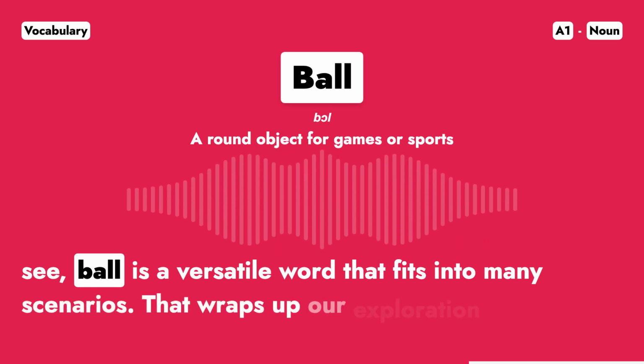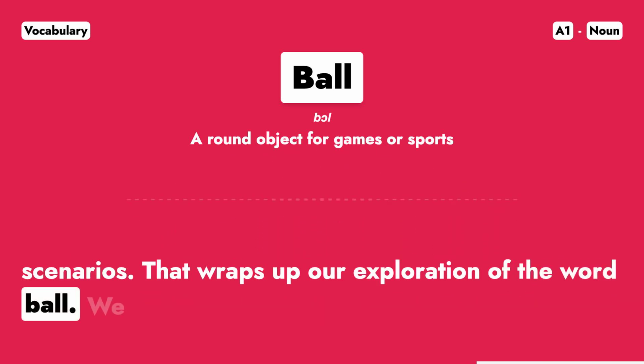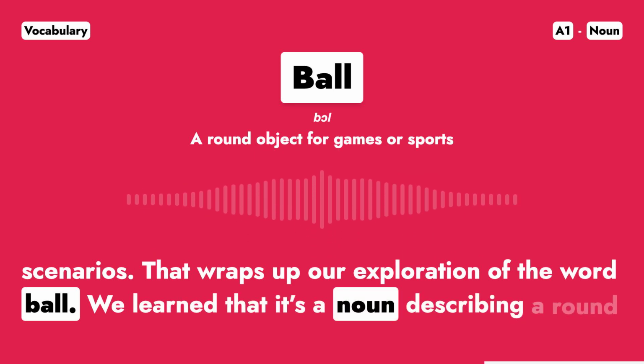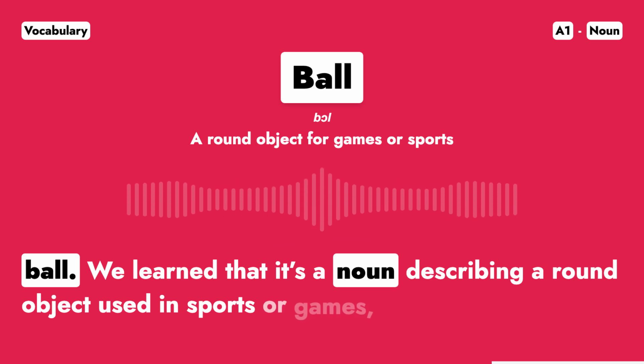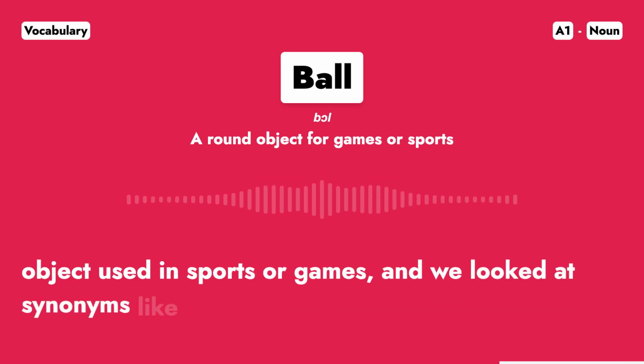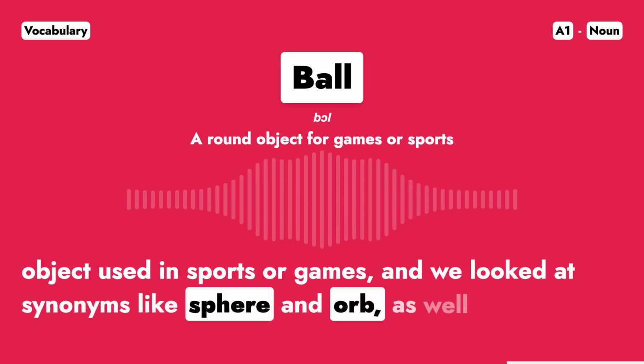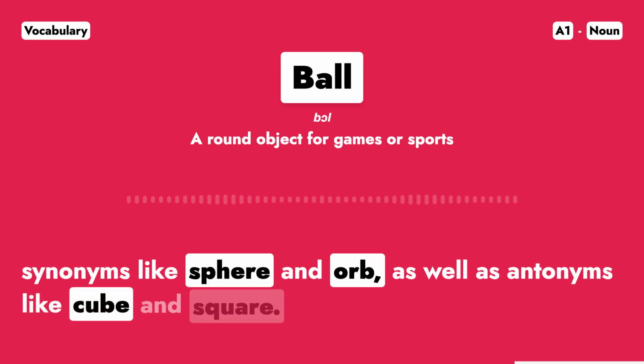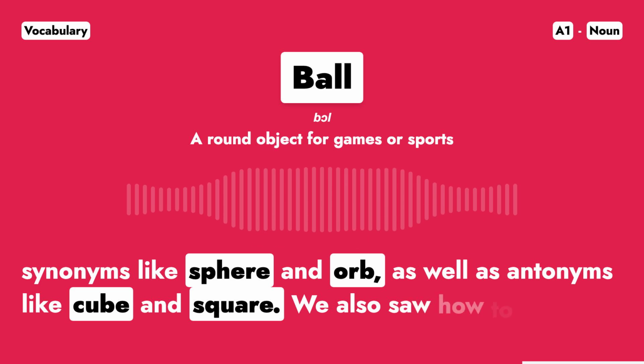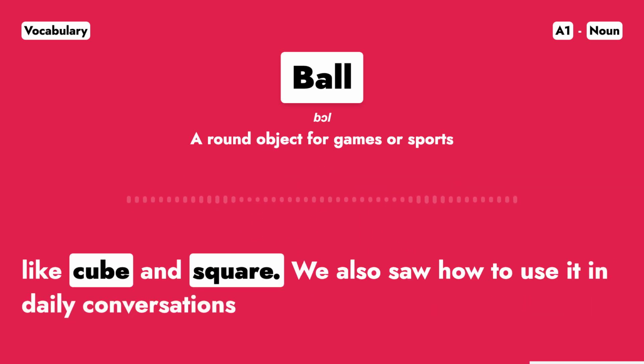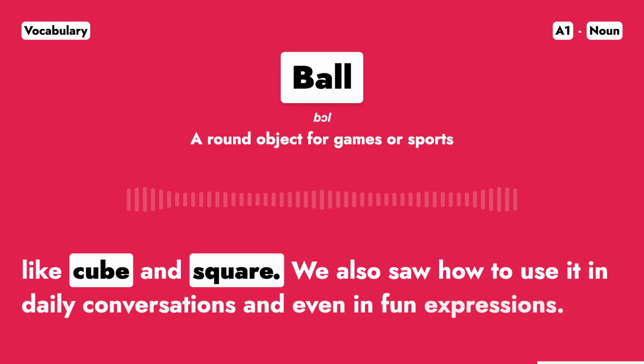That wraps up our exploration of the word ball. We learned that it's a noun describing a round object used in sports or games, and we looked at synonyms like sphere and orb, as well as antonyms like cube and square. We also saw how to use it in daily conversations and even in fun expressions.